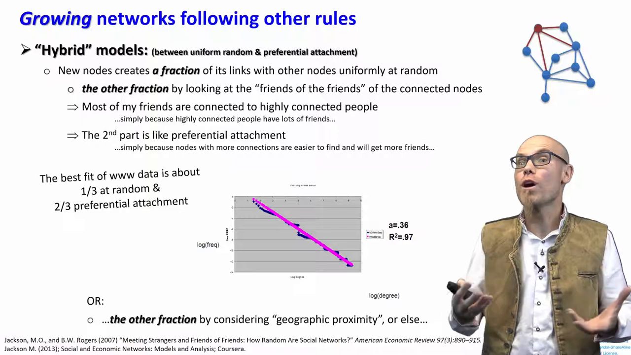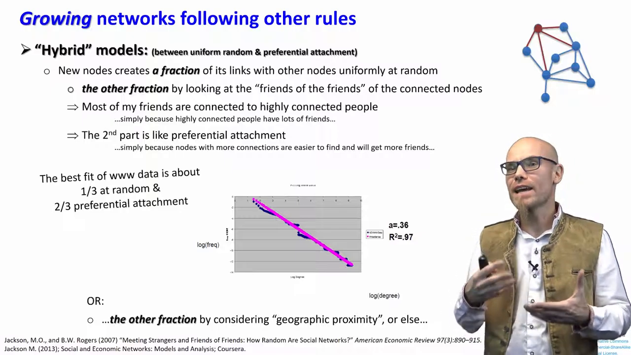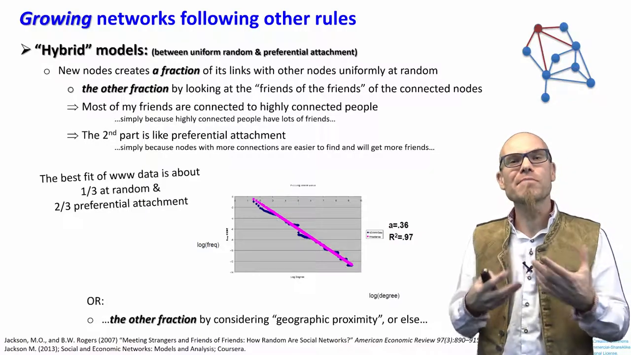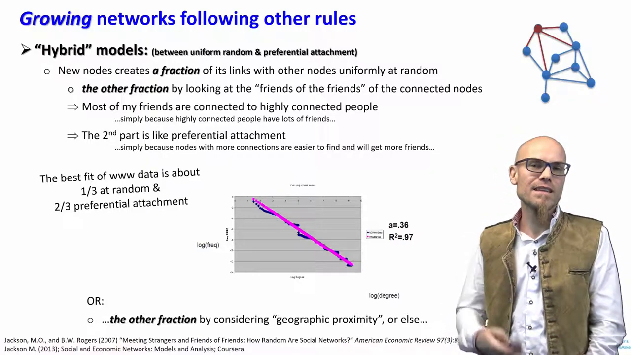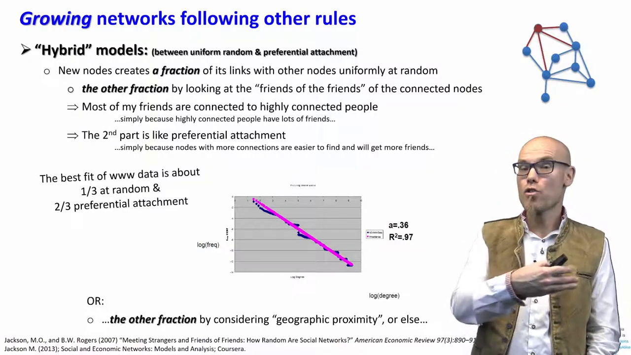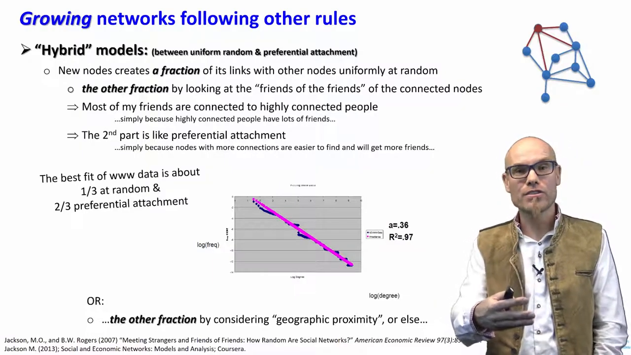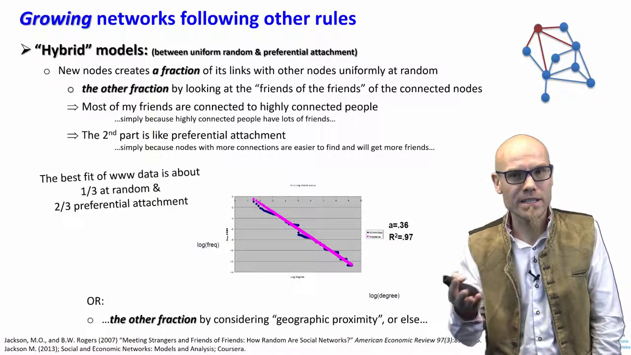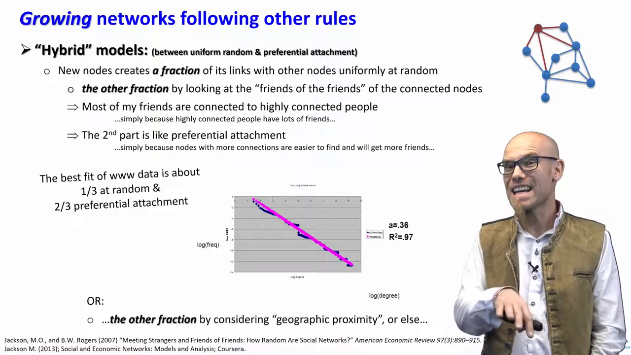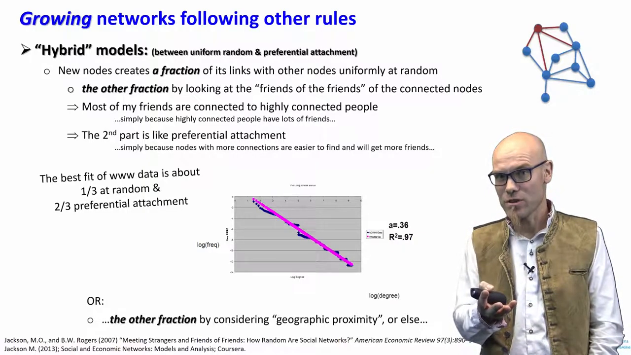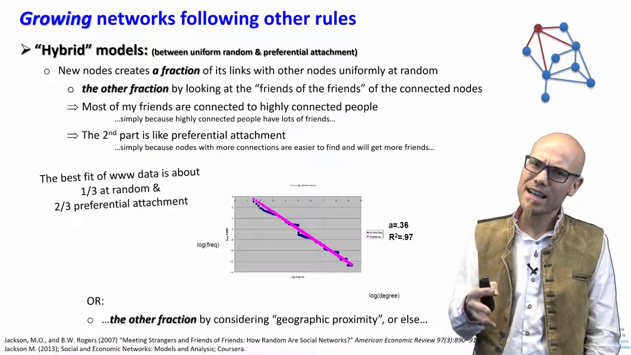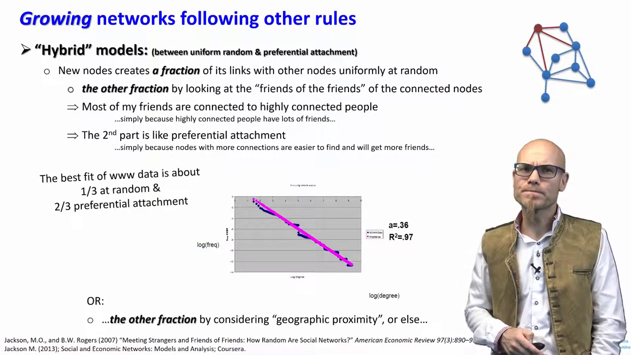So you can make your own model and find a mechanism that, in theory, satisfies the mechanism you are after, and then make hybrid models and see how much of the growth of this network is according to each mechanism: random, preferential attachment, geographic proximity, just to name three. Then you grow and simulate your networks in theory, compare them to the network that you found, and show, well, that's I think how this network actually grows.